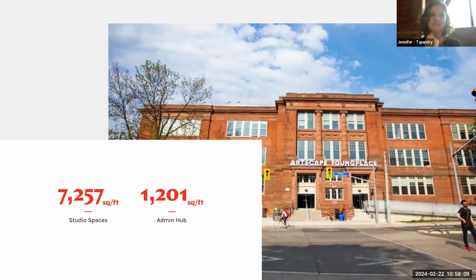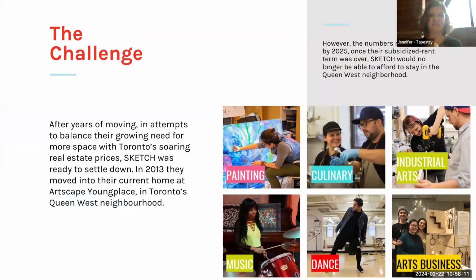Now, they had a bit of a challenge in that over the last several years and moving forward, they knew their rents were going to raise to a point that was going to be unsustainable for them. They were going to have to move again, and this is their third space in the last decade. So they decided that they needed to do something to provide them with stability.